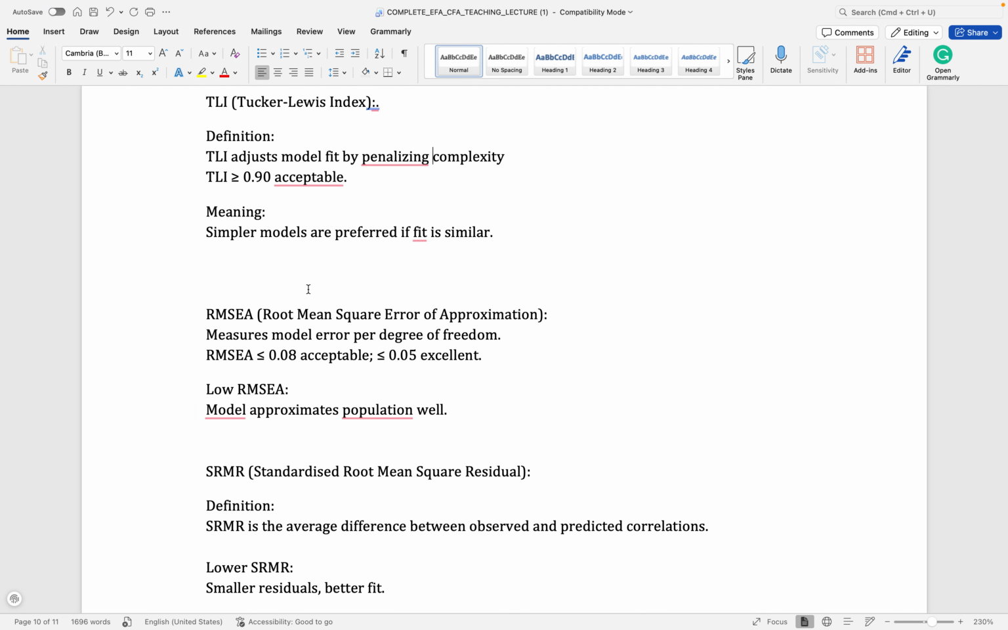RMSEA, root mean square error of approximation. It measures model error per degree of freedom. RMSEA 0.08 acceptable, 0.05 excellent. Low RMSEA means the model approximates the population well.